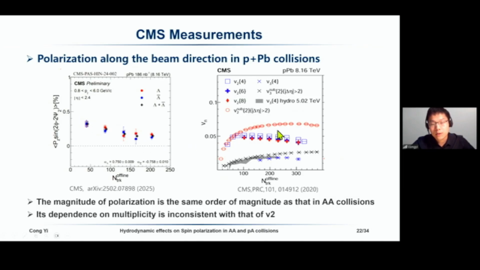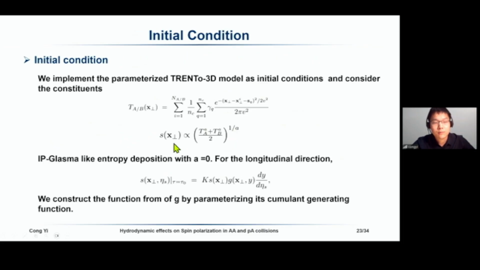But the v2 in p-Pb collisions will decrease with the decreasing energy. These results seem to contrast the picture that the P_z is induced by the v2. Therefore, we also use the hydrodynamic model to study the spin polarization in p-Pb collisions.